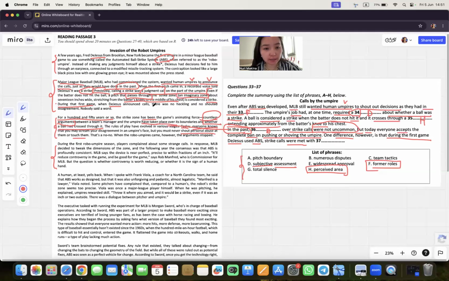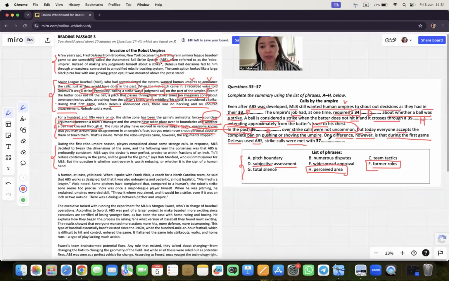During the first game, when the Jesus announced calls, the Jesus strikes were met, calls, there was no heckling and no shouted disagreement. Nobody said a word. And in the beginning, we had this kind of contrast. As you can see here, in the first one, something is considered a strike when the batter does not hit the ball. But during the first game, however, when the Jesus announced calls, there was no heckling and no shouted disagreement. Nobody said a word.